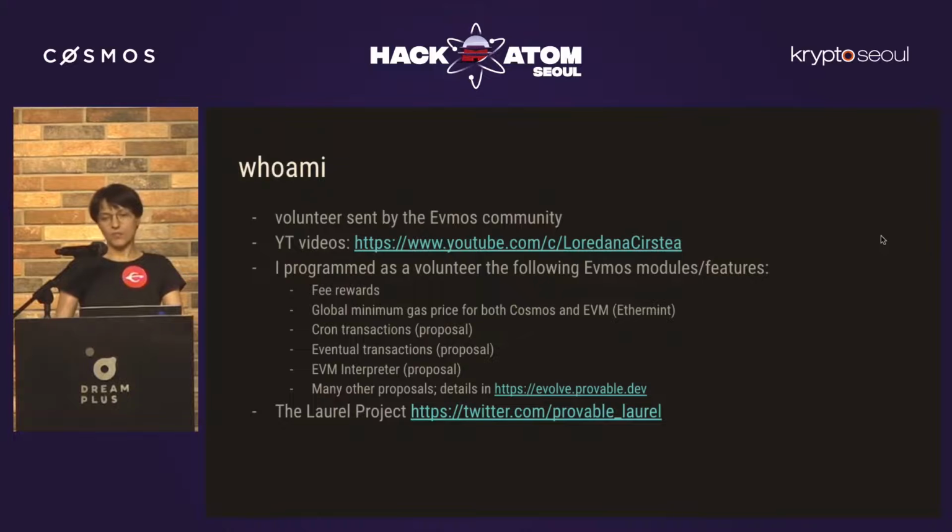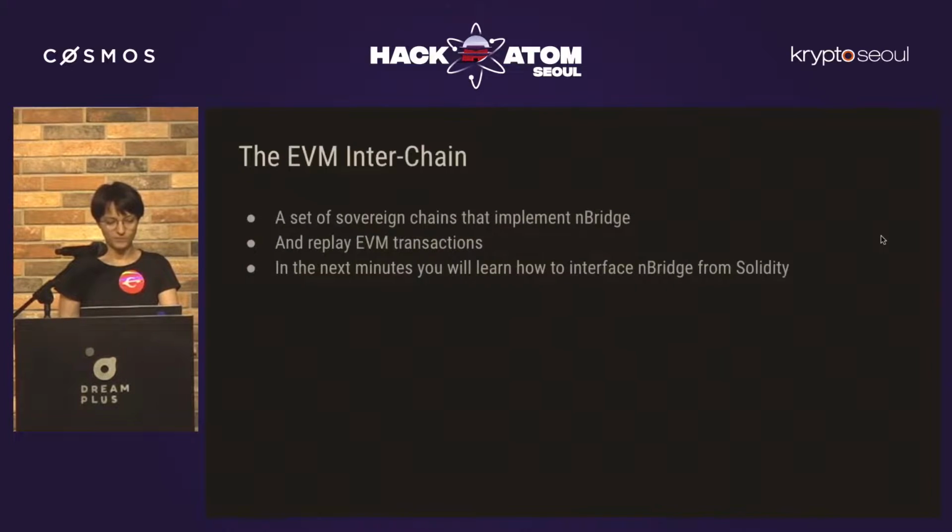So I am working under a volunteer project, which is the Laurel project. You can follow it on Twitter, and you'll see all of our work. The EVM Interchain. So this is a set of sovereign chains that implement Nbridge. So by Nbridge, you replay EVM transactions from one chain to another. And in the next minutes, you'll learn how you can interface with Nbridge from Solidity.